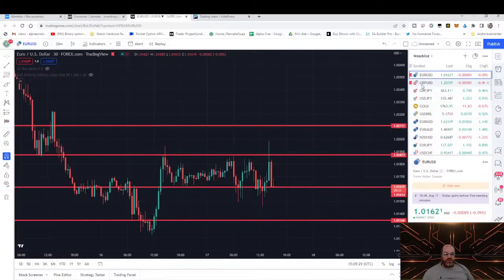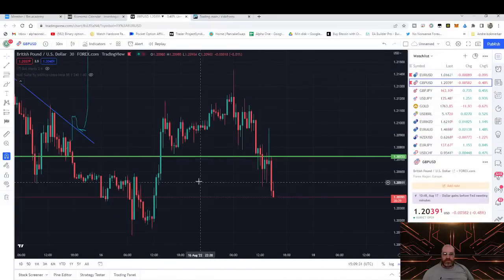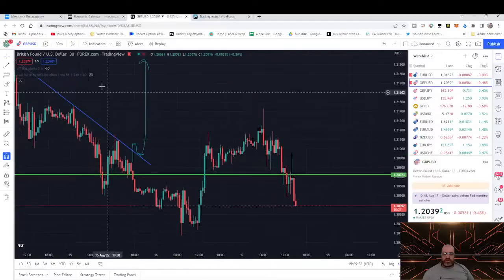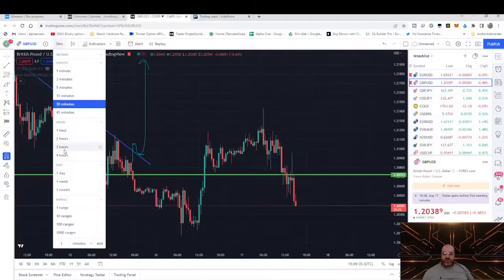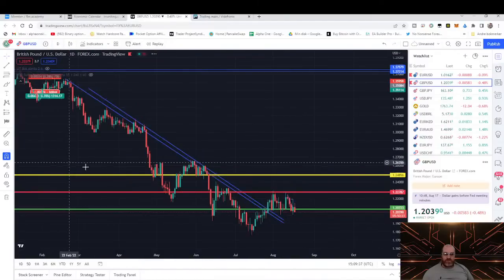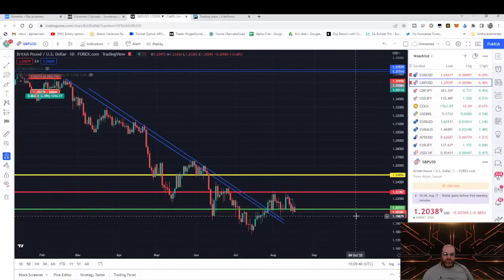So let's open GBP USD. Okay, let's start on the higher time frame first, so we get a view of direction and all this good stuff. We were here, we targeted profit. It did happen. We took the trade here. We got our take profit.